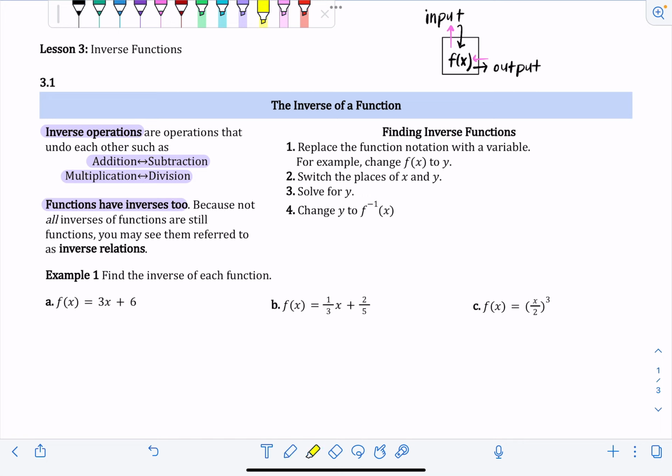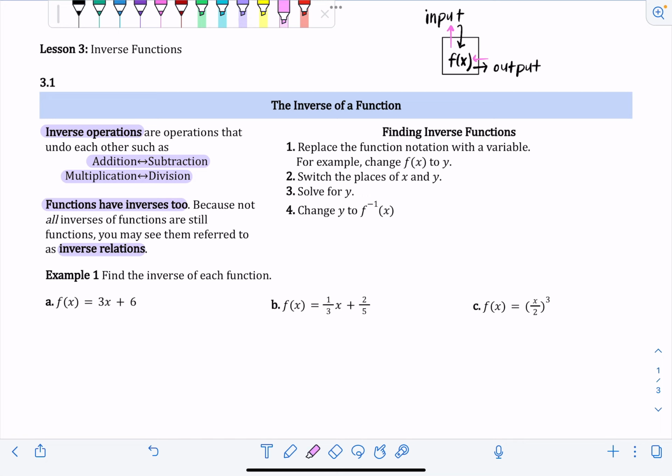And then back to this section of the definition. Because not all inverses of functions are still functions, meaning they don't follow that certain set of rules, you may see them referred to as inverse relations. Relations are just the relationship between the two sets of numbers, but they don't have to follow as many rules as functions. For functions, each input can only have one output. If it doesn't follow that rule specifically, we just call it a relation.